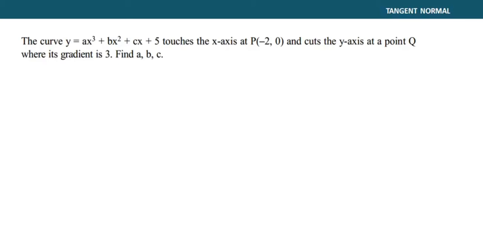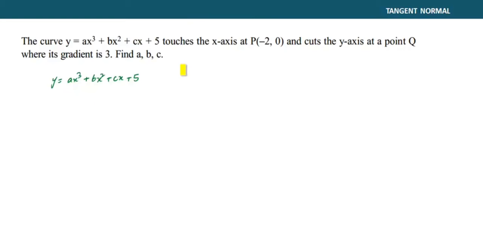Okay, now let's take the next problem. It says the curve y equal to, this is a cubic curve that is given to you, that is ax cube plus bx square plus cx plus 5. So there are three parameters as I can see, a, b and c. It touches the x-axis at P and cuts the y-axis at a point Q where its gradient is 3. So now it's a bit tricky problem because it is asking you for the values of a, b and c.